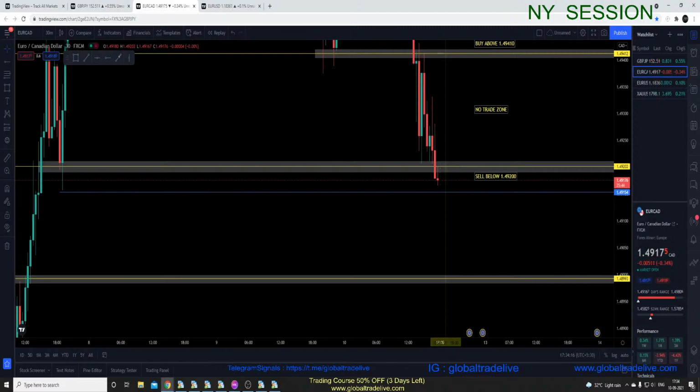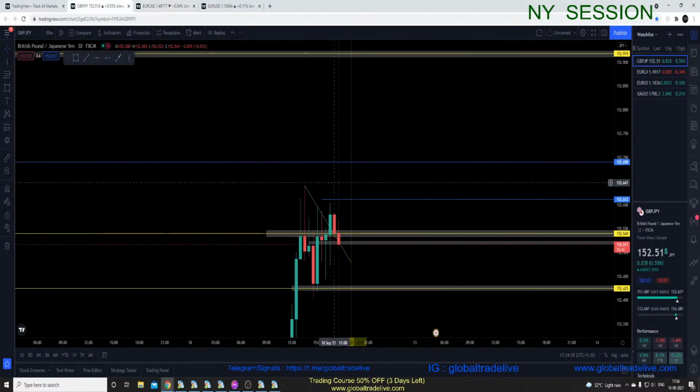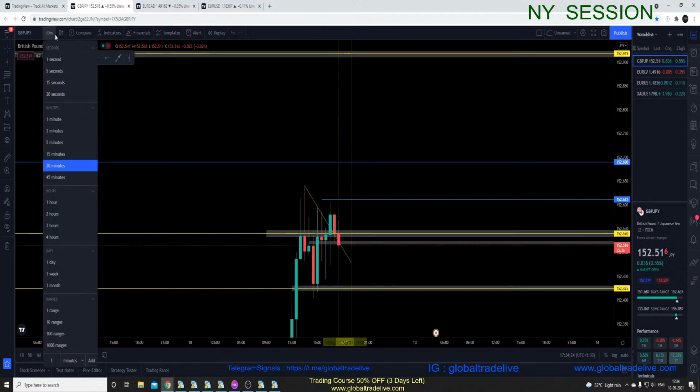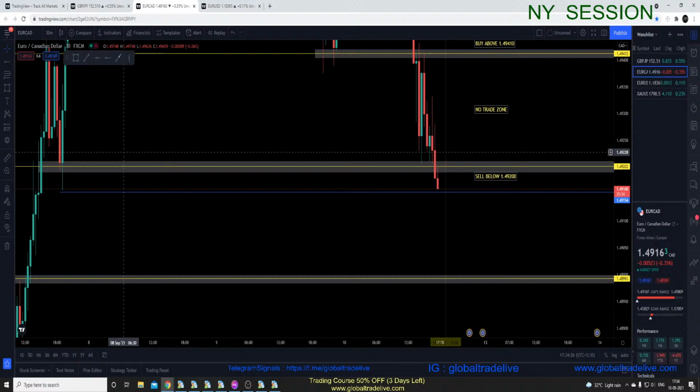So yeah, GBP JPY just broke the low of the previous candle. Now we don't know how this will be going.